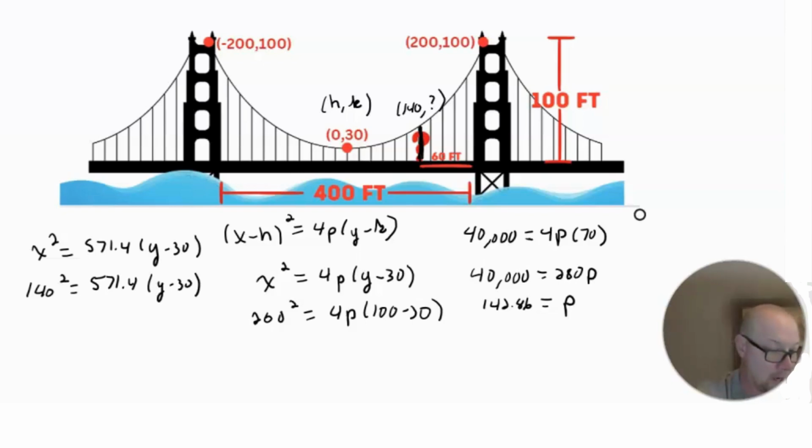Well, if I take 140 squared and divide it by 571.4, I'm going to get 34.32 equals y minus 30. And if I add 30 to both sides, I'm going to get 64.32. So that vertical cable would be around 64.3.